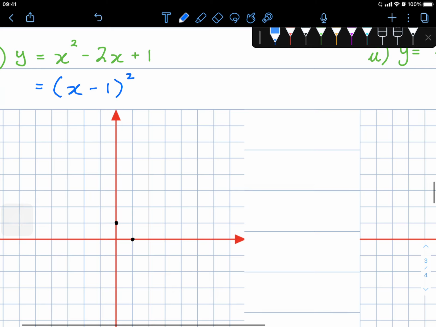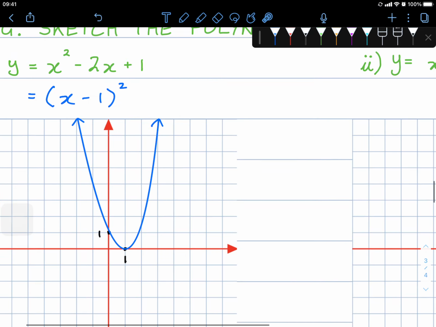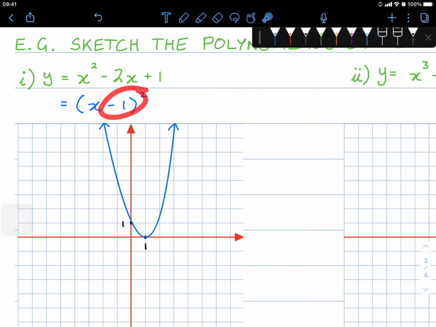Combining these two, you can see that the graph should look something like this. There we go, it's 1, 1. And we know this because it has a repeated root at 1. So it's both the x-intercept and the turning point.